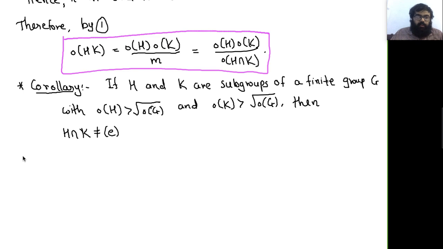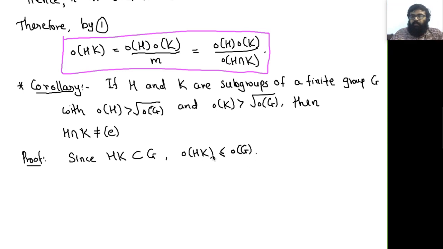So let us see the proof of this. Since HK is anyway a subset of G, because HK is nothing but the set of elements of H times elements of K, and they are anyway elements of G, since G is a group and closed. So the order of HK can never exceed this. Order of HK is always less than or equal to the order of G.